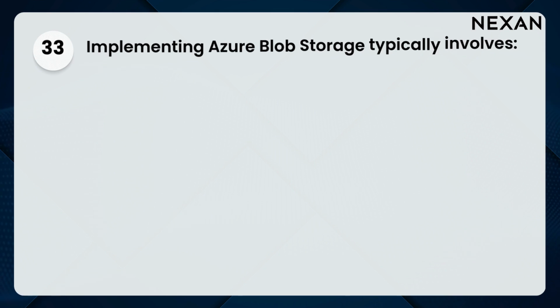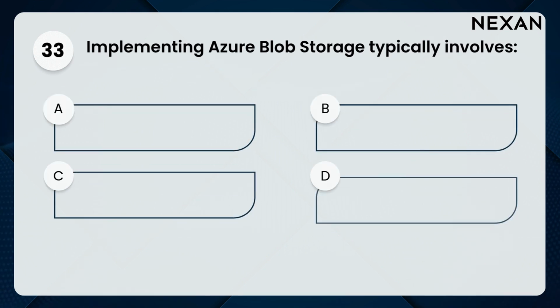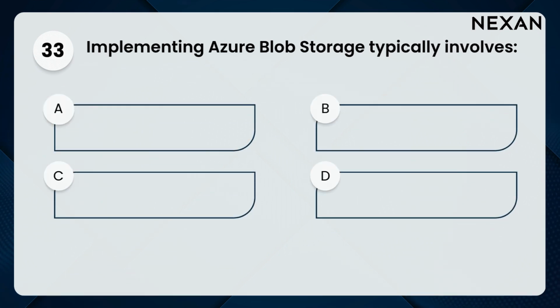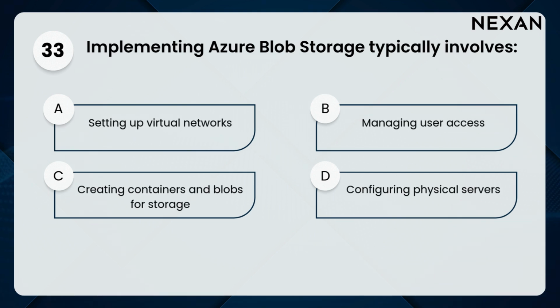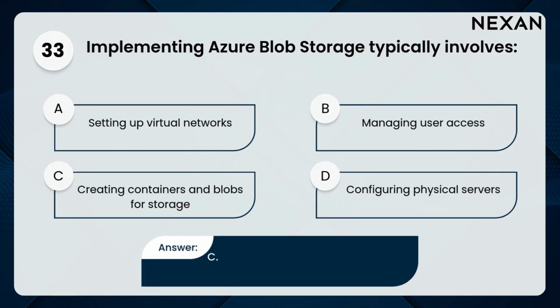33. Implementing Azure Blob Storage typically involves A. Setting up virtual networks, B. Managing user access, C. Creating containers and blobs for storage, D. Configuring physical servers. Answer: C. Creating containers and blobs for storage.